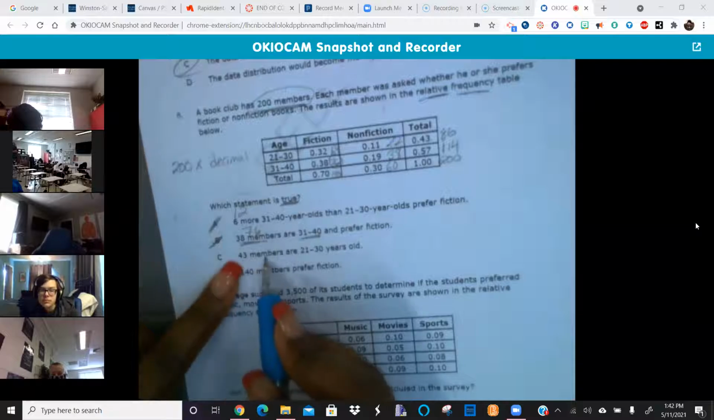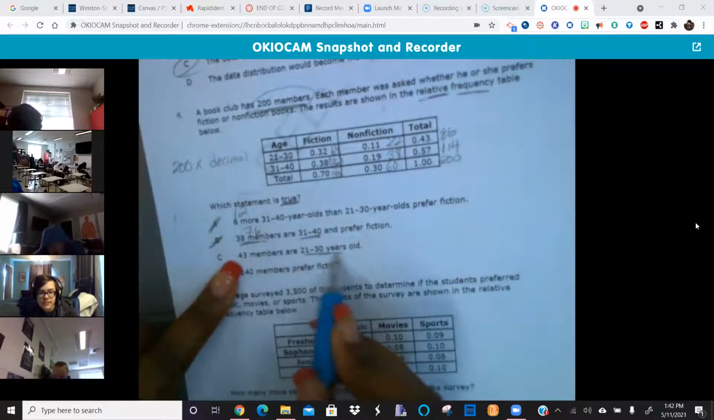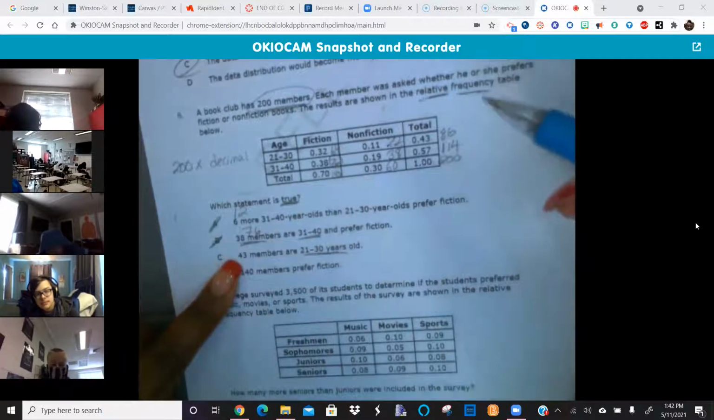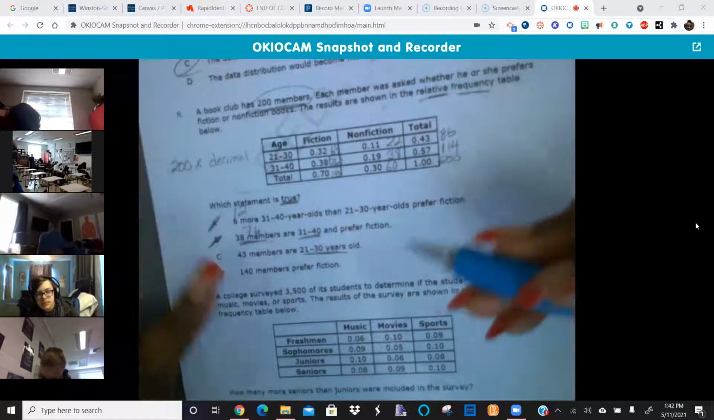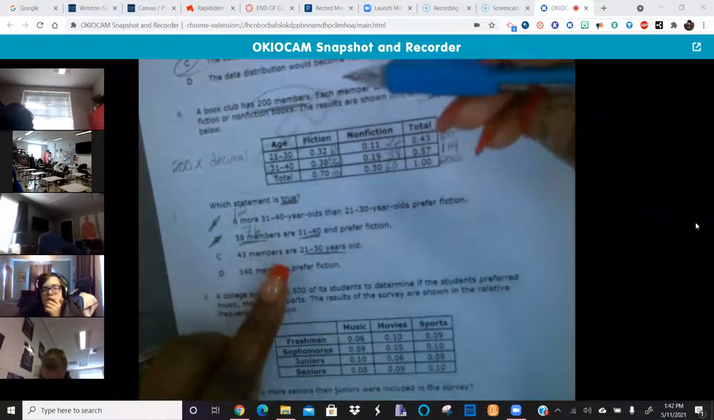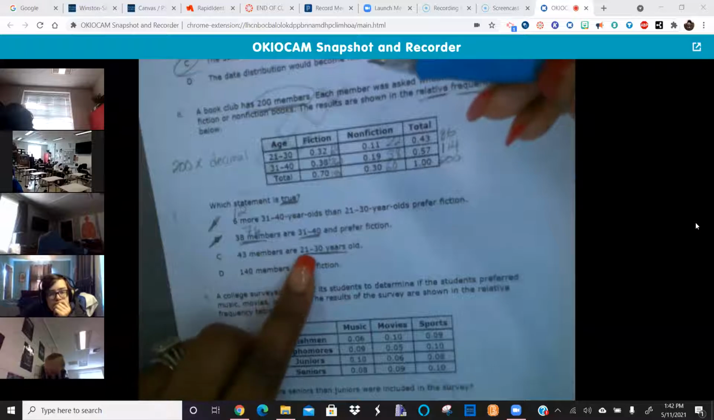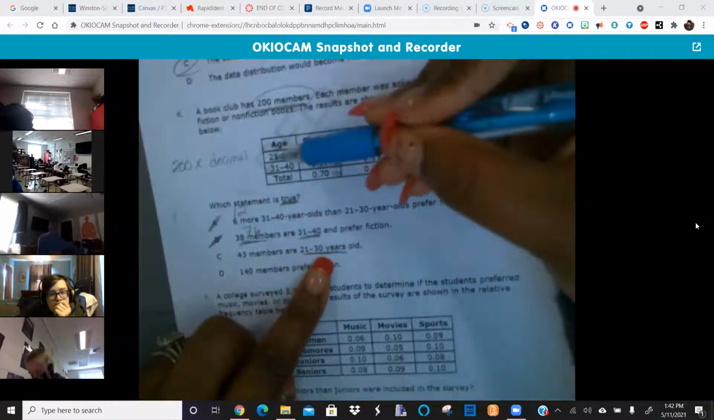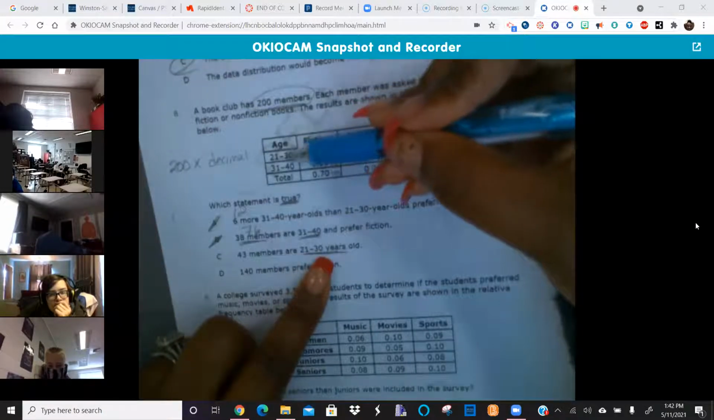See, 43 members are in this age group. So let's go and look at this age group. It didn't say whether it was fiction or nonfiction. It just says that age group. So let's look at just that age group. 21 to 30. So we got 21 to 30 is this first group.